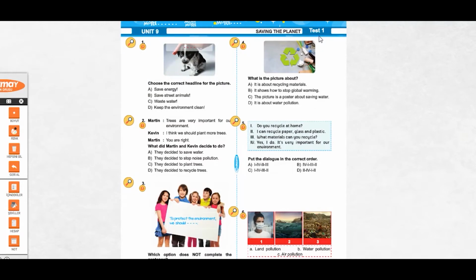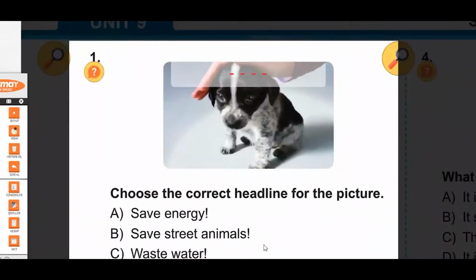It's test number 1. Okay, choose the correct headline for the picture. Is it save energy, or save street animals, or waste water, or keep the environment clean? Which one do you think? Of course, it talks about street animals. So the answer is B, save street animals.